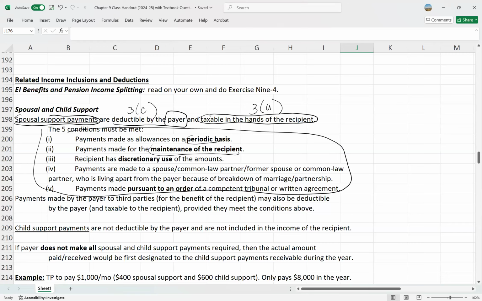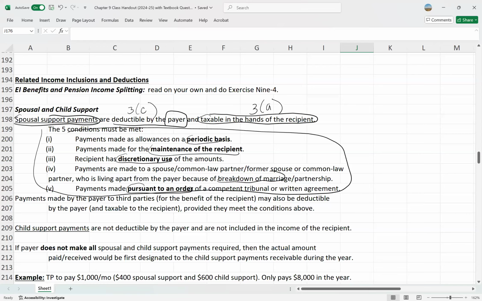The recipient can use the money for whatever they want, not specifically needed to be used for rent, for example. It's because of a marriage breakdown and they are living apart, and it's pursuant to some sort of legal order. As long as those 5 conditions are met, then the spousal support that is paid is deductible by the spouse that is paying it, but it's also included in the income of the recipient.